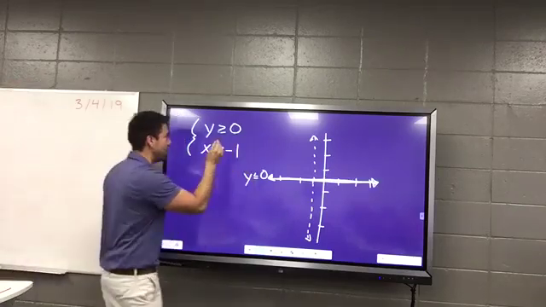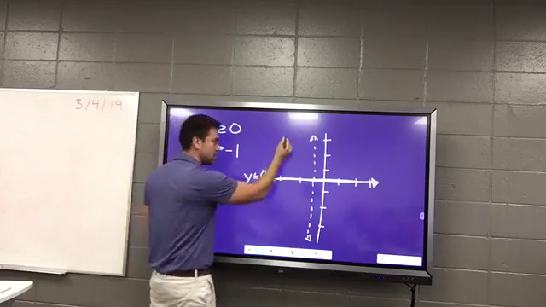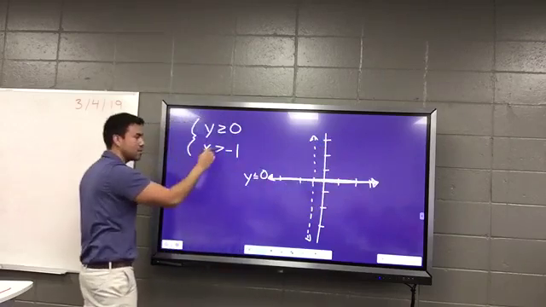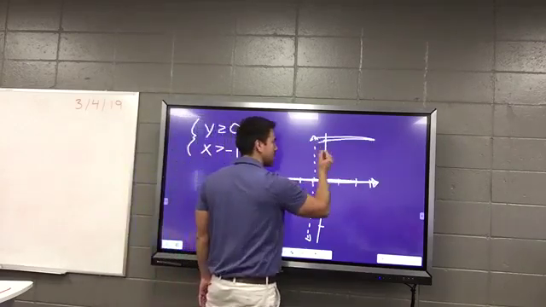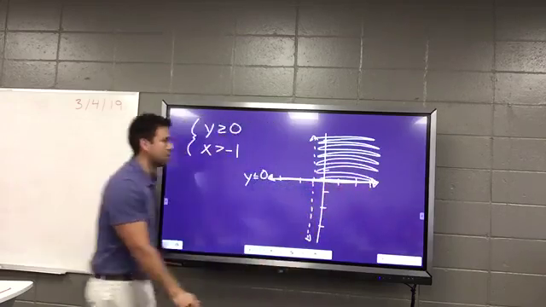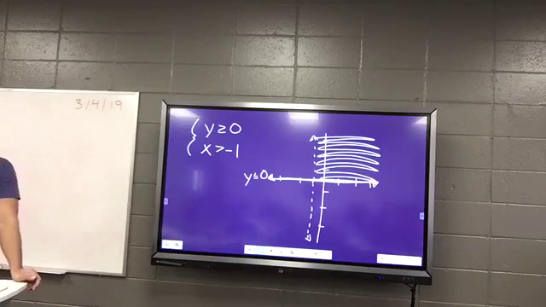But anyway, what region would be greater than the horizontal line? Everything above it, right? What's greater than the vertical line? Anything to the right. So this region right here should be shaded. It's the region that's shaded twice. What point should work on both of them? Give me one that should work. Let's just keep it easy. Andrew?